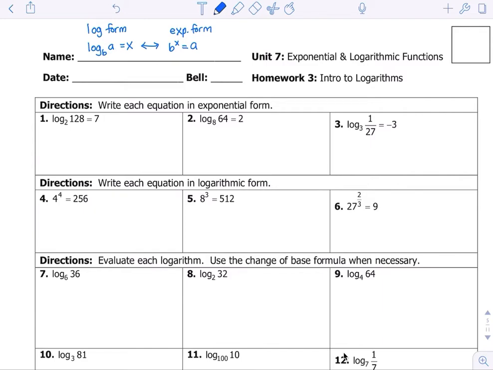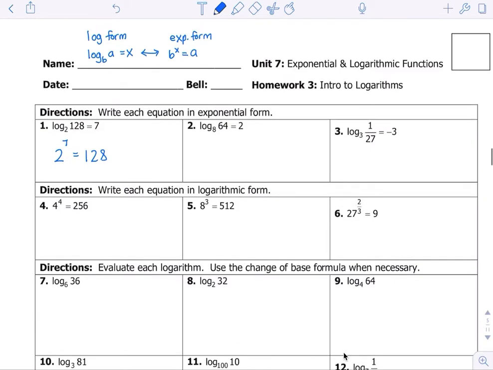In questions 1 through 3, it says write each equation in exponential form. Since this has a base of 2, it's going to be 2. This is going to be the power, right? To the 7th is equal to the argument, which is 128. And there's exponential form.